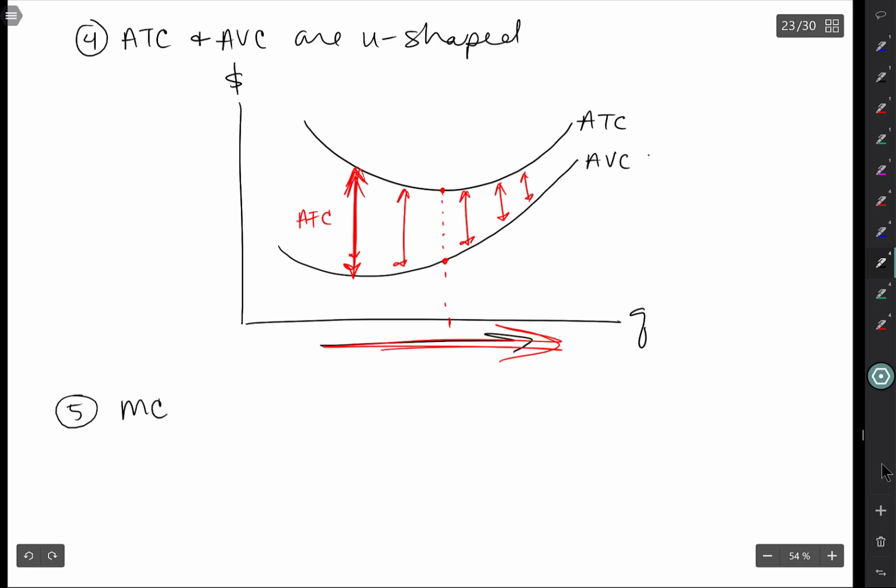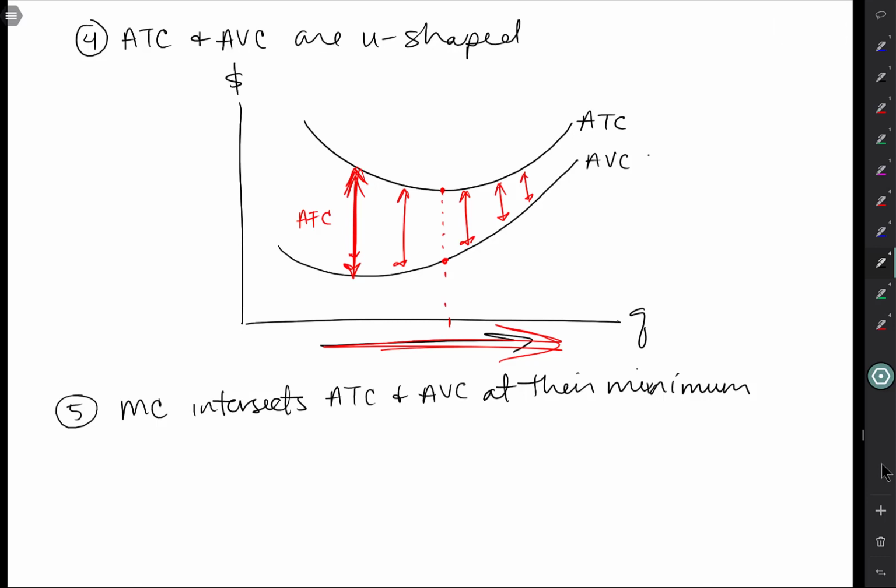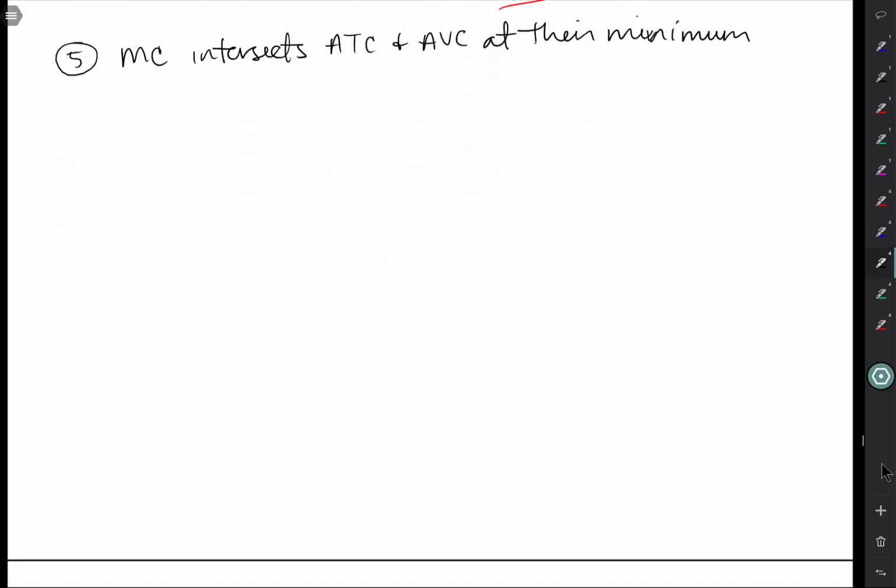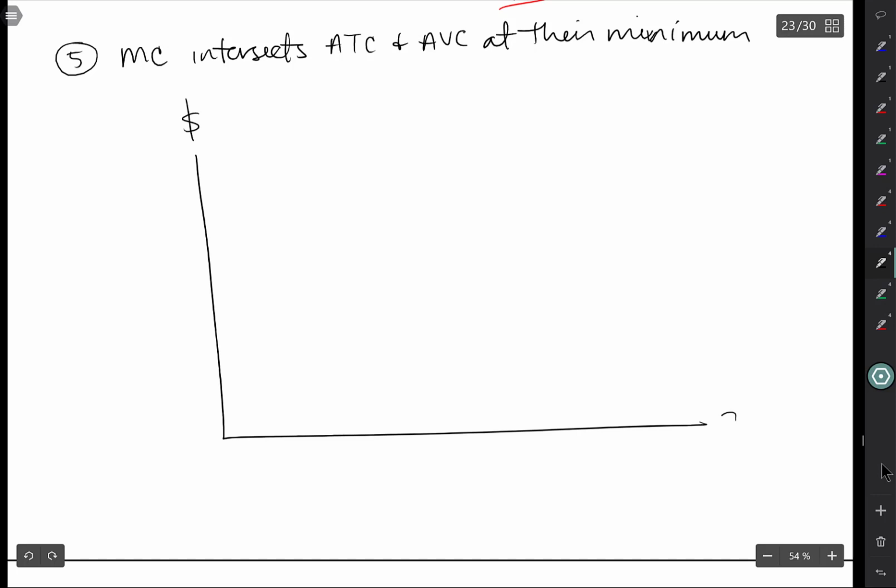Marginal cost. It's back. Marginal cost intersects, meaning it slices, average total cost and average variable cost at their minimum points. So marginal cost intersects average total cost and average variable cost at their minimum. Let me draw that. So number 4 is the case because of number 5. And so, again, the cost of production.